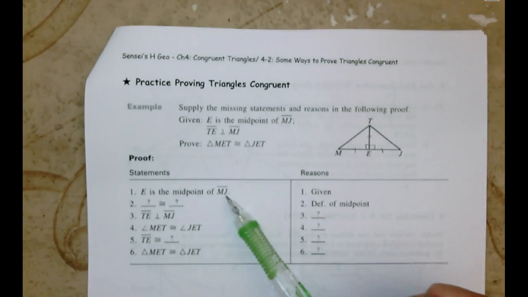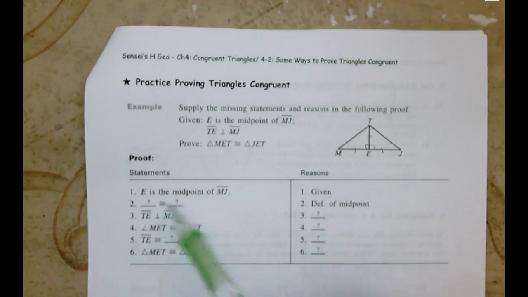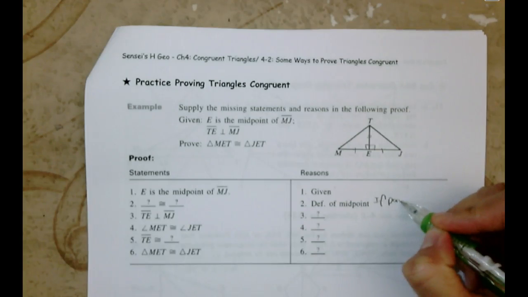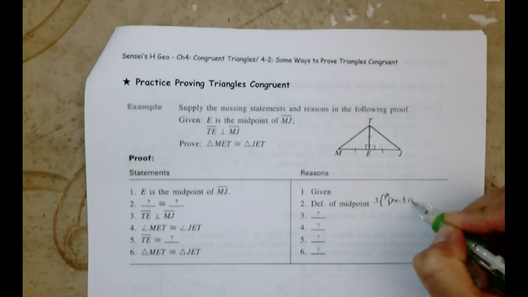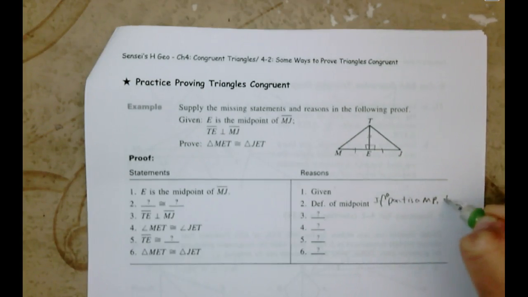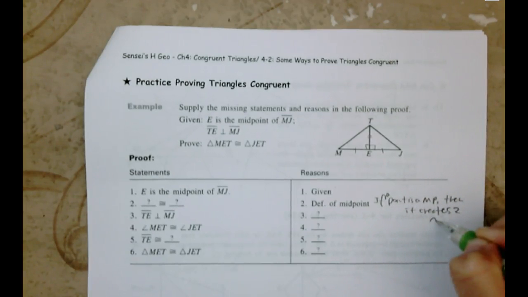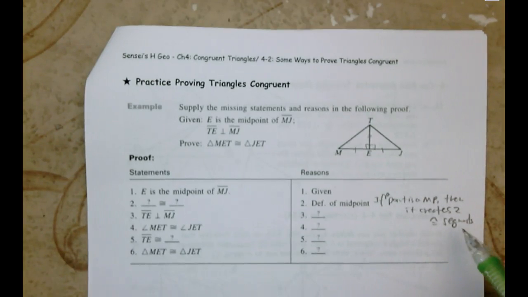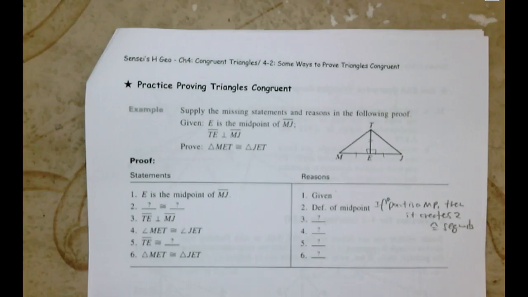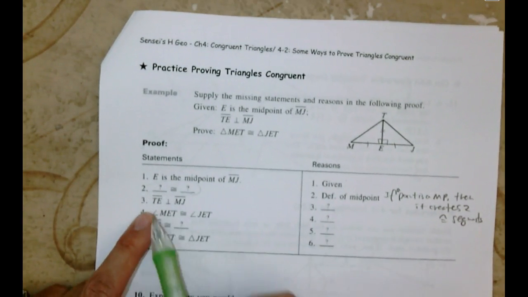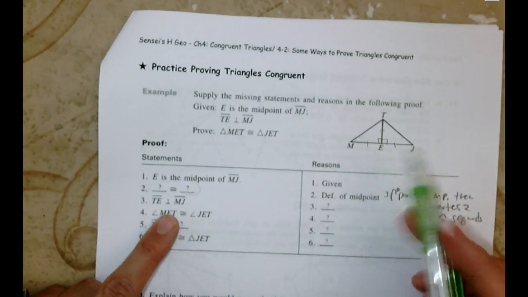So E is the midpoint of MJ, given. So the two segments are congruent. Definition of midpoint: if a point is a midpoint, then it creates two congruent segments, or the segments created by the point are congruent, or something like that, right? So you can write here, you know what you're writing. TE is perpendicular to MJ, that's given.